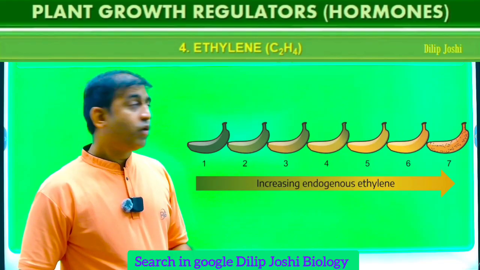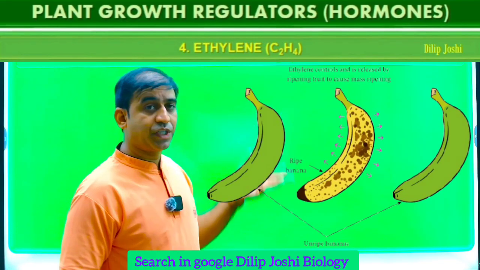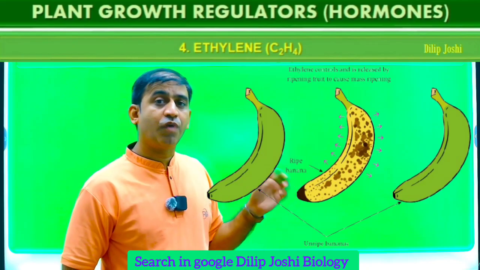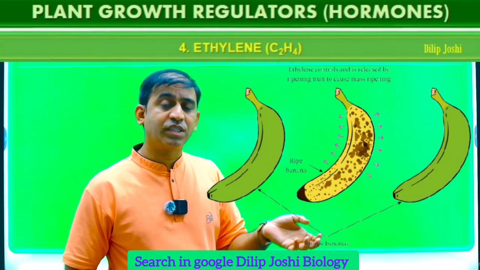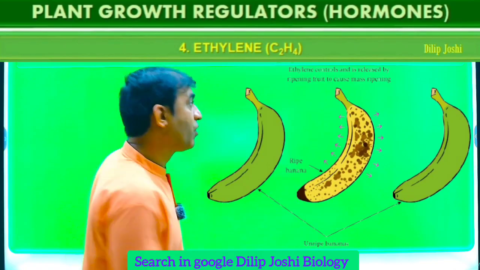Now we are going to see its functions. This ethylene is found in almost all plants and all organs, but especially it is found in the senescent leaves and where the ripening of fruit is going on.